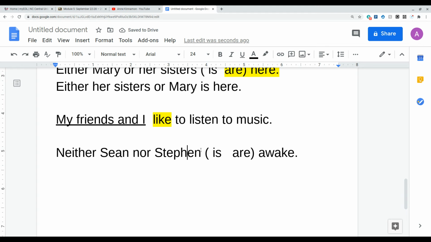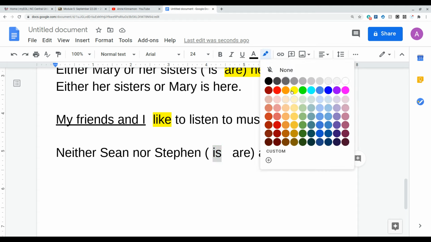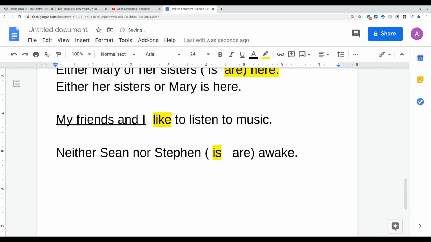Neither Sean nor Stephen is or are awake. This is another one of those either or, neither nor. Notice that it's just one of these gentlemen is awake. So we're going to say is, and it's neither Sean nor Stephen. So one or the other of these nouns is the subject.